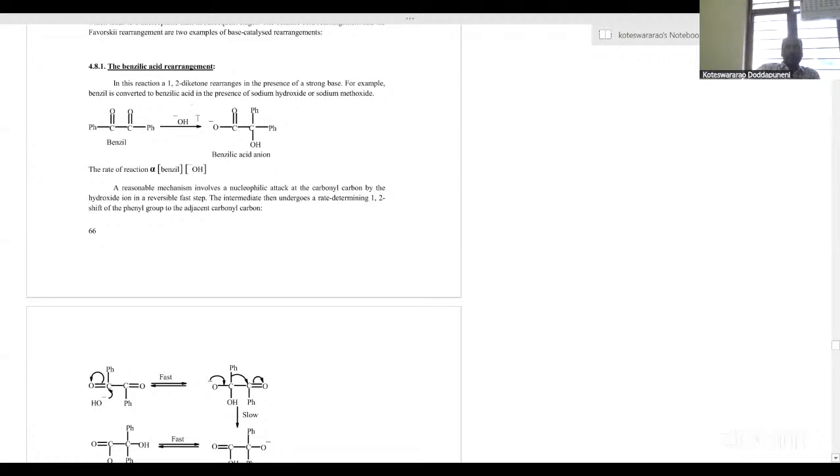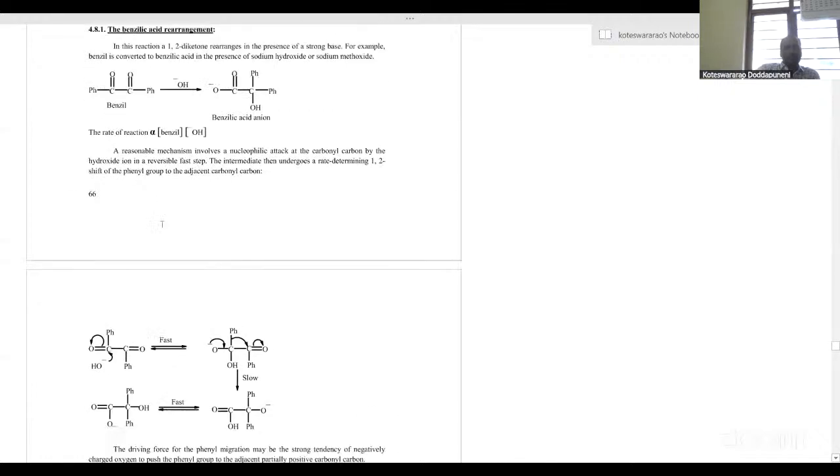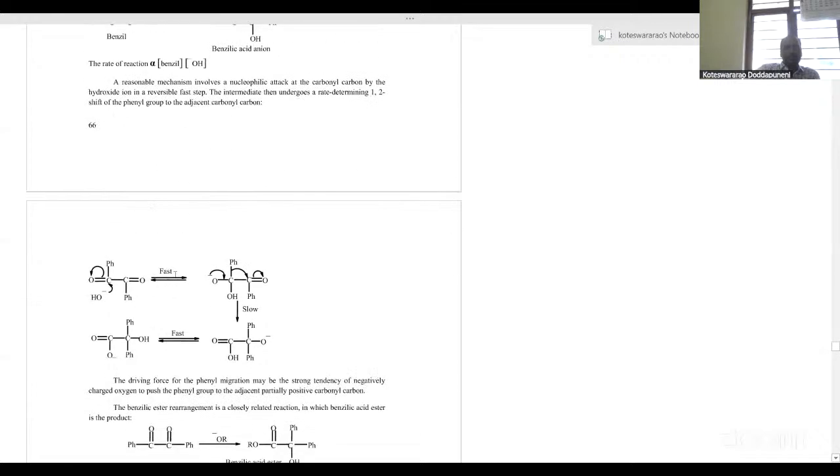Then it is OH. Addition takes place when you come to the reaction mechanism. This is the first step, right? This is treated with the OH. The OH is attacking one carbonyl group. Simultaneously, addition of the OH group takes place on the carbonyl group. That again is rearranged.